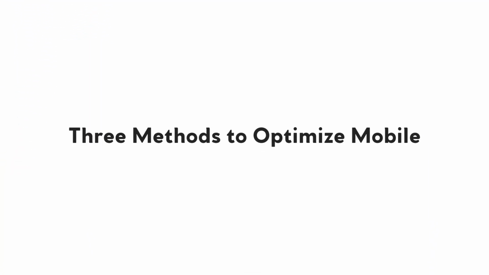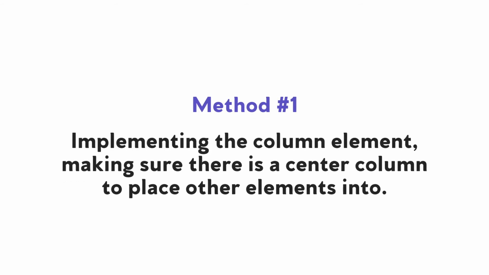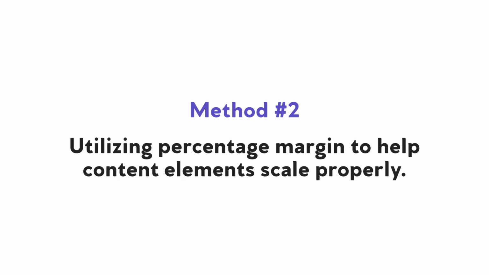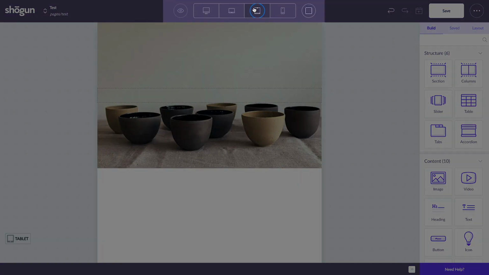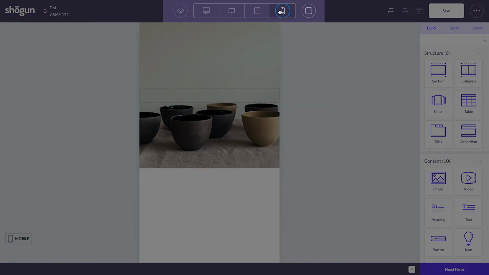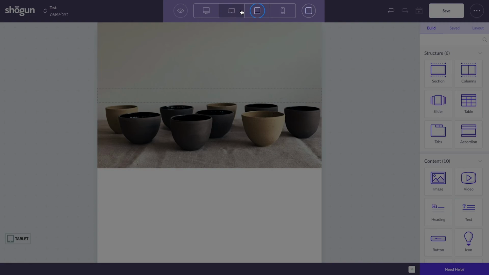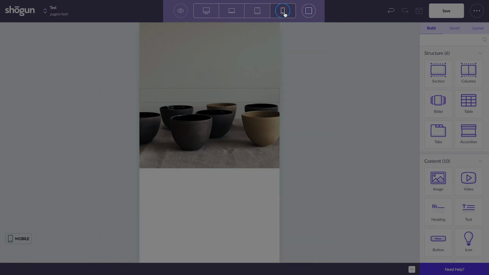So to summarize, there are three basic methods to keep in mind when optimizing for mobile. Number one, implementing the column element, making sure that there is a center column to place other elements into. Number two, utilizing percentage margin to help content elements scale properly. And three, selecting the right image, whether it be a background image or an image element, to correctly display photos on your site. And again, always remember that you're able to switch views up towards the top of the screen if you want to see what something looks like on mobile or tablet or desktop.